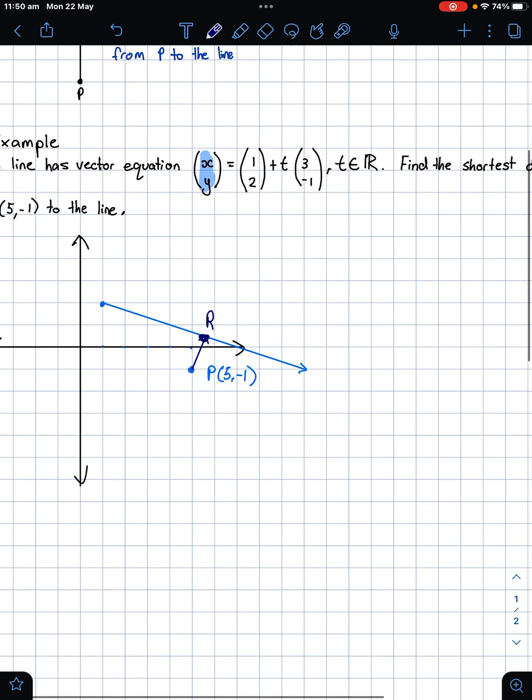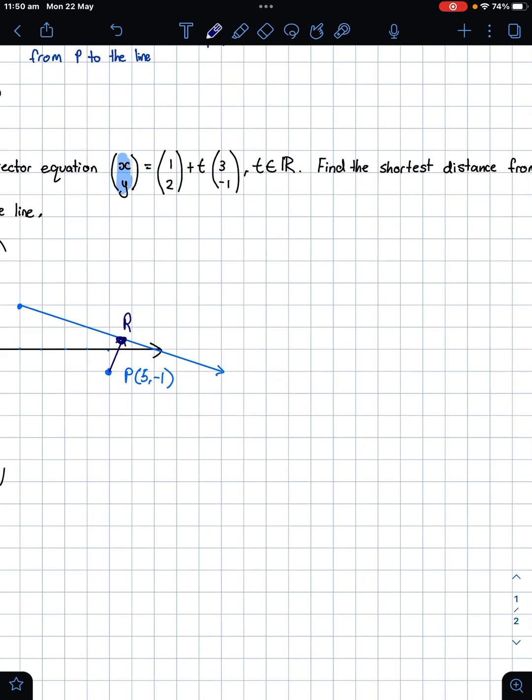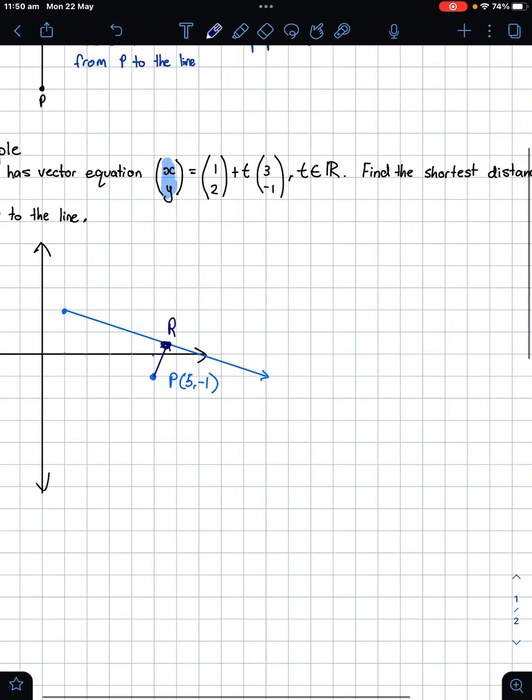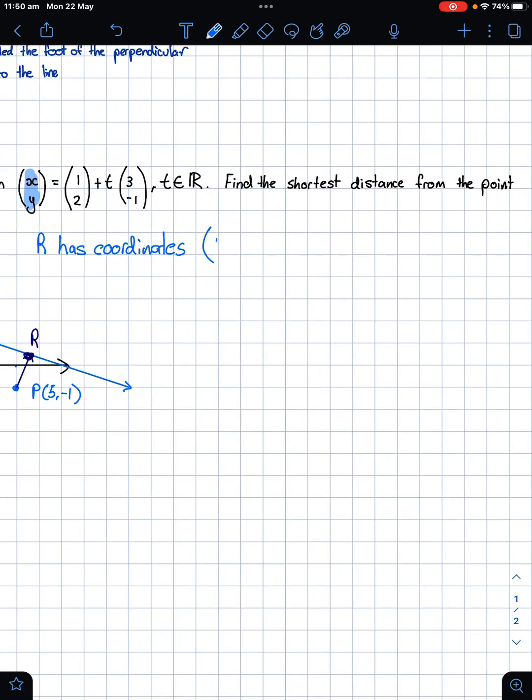We're looking at, let's just think about this. We've got this point here. Let's go R. So we've got this R point. And R has, not position, let's go coordinates. And R's coordinates are given by 1 plus 3t. So we get that from 1 plus 3t. That's our x coordinate. And then we've got 2 minus t here as well. Okay, so that gives us these coordinates.